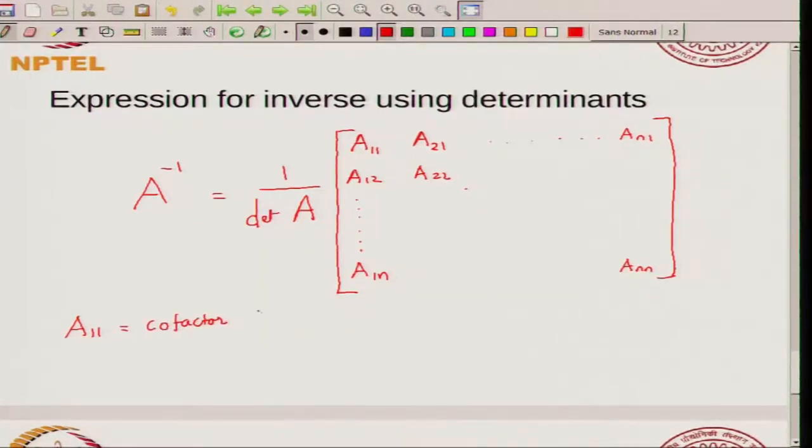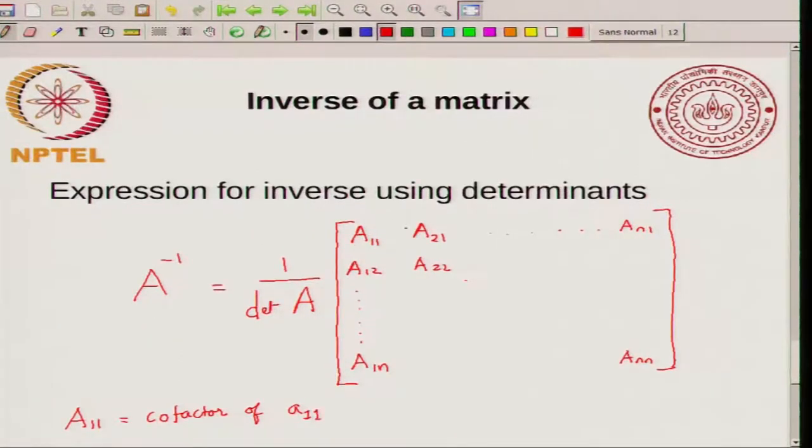cofactor of A11. So we saw earlier that the cofactor of any element is the value of the determinant of the matrix obtained by removing that row and that column. Each of these is a determinant. So A11 is an n-1 by n-1 determinant. What I mean is, it's a determinant of a matrix of size n-1 times n-1.